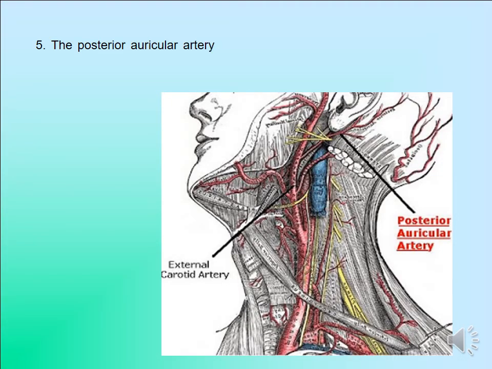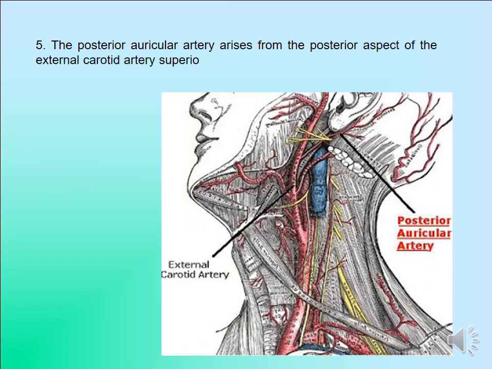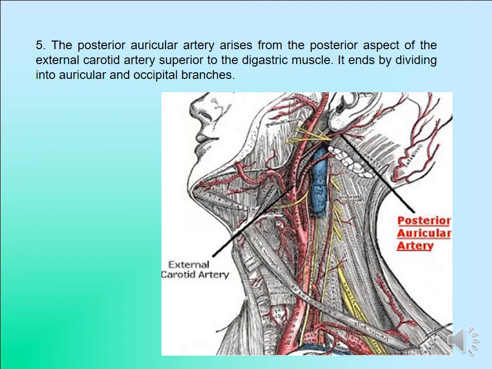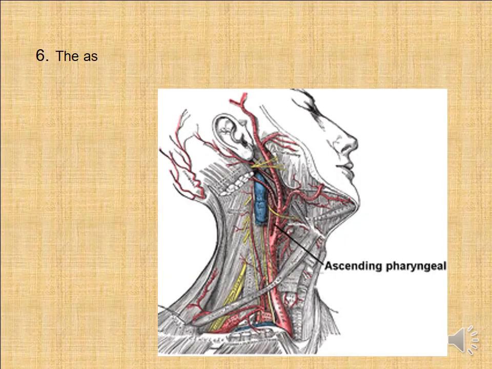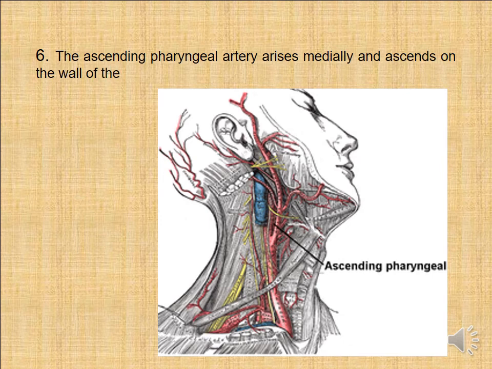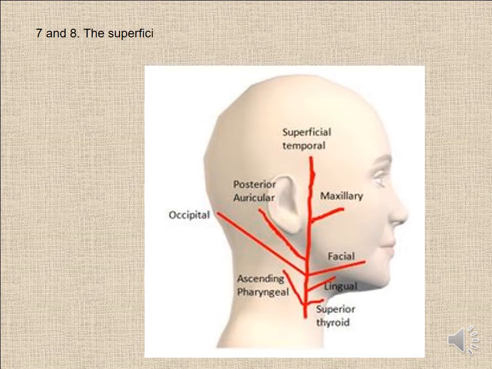The fifth branch, the posterior auricular artery, arises from the posterior aspect of the external carotid artery superior to the digastric muscle. It ends by dividing into auricular and occipital branches. The sixth branch is the ascending pharyngeal artery, which arises medially and ascends on the wall of the pharynx. It supplies the muscles of the pharynx. The seventh and eighth branches, the superficial temporal and maxillary arteries, are the terminal branches of the external carotid artery.